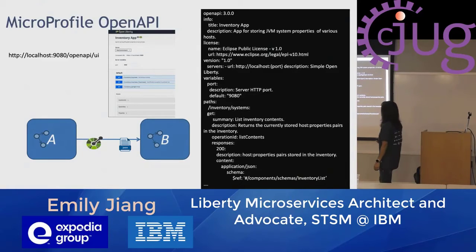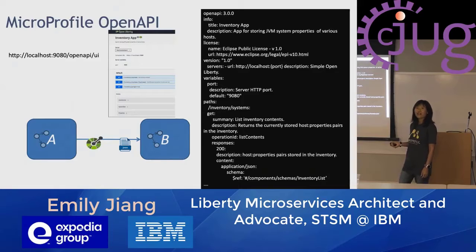And in Open Liberty, we also have this endpoint, /openapi/ui. It's a UI version, and you can directly invoke individual endpoints. It will also tell you what each endpoint is doing, and so on.